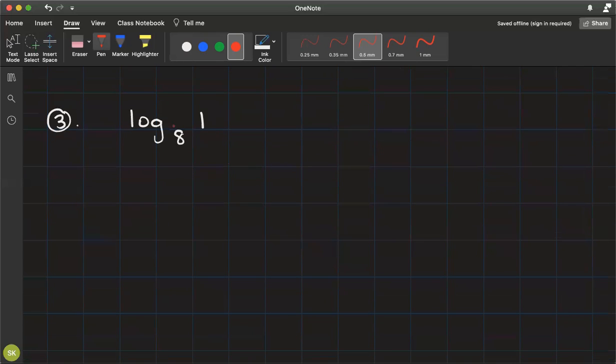Okay, try this one. Log base 8 of 1. Maybe pause the video and see if you can figure this one out. So 8 to what power is equal to 1? Well, remember, any number other than 0, if you raise it to the power 0, you get 1. So this is equal to 0. 8 to the power 0 is 1.